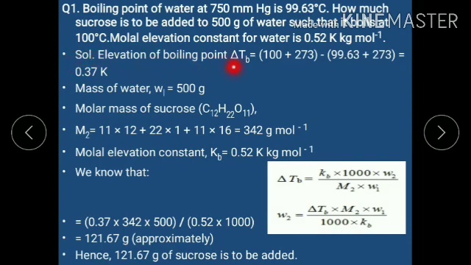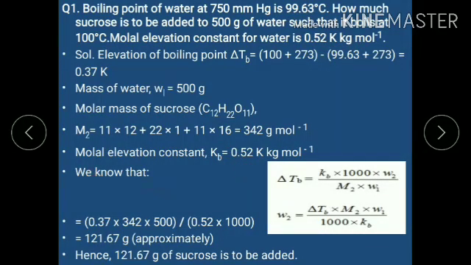The elevation of boiling point delta Tb is equal to 100 minus 99.63, that is 0.37. Temperature is 100 degrees centigrade, convert into Kelvin by adding 273. Mass of the water is 500 gram. Molar mass of sucrose is 342 gram, and the molal elevation constant Kb is equal to 0.52 kg per mole.